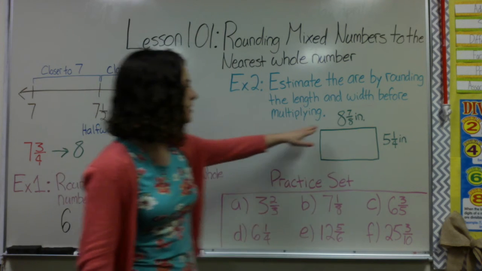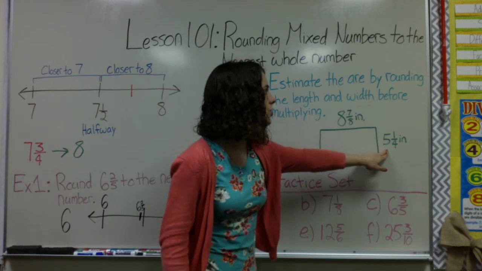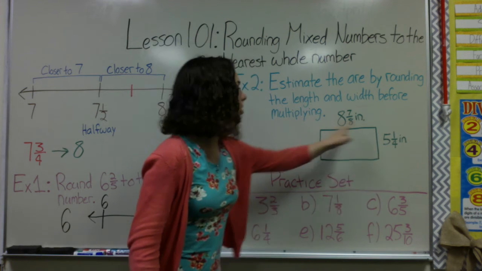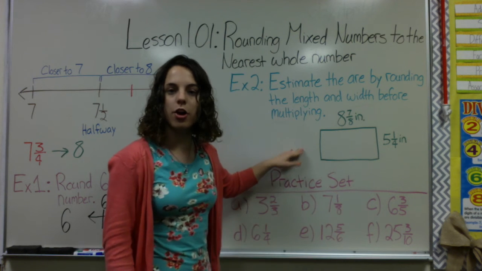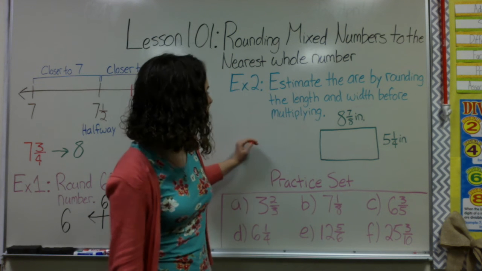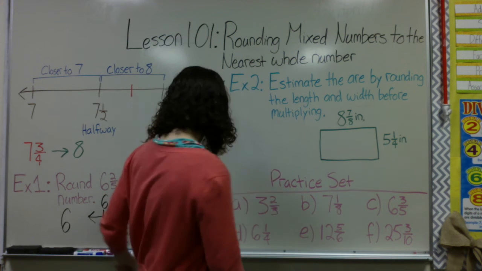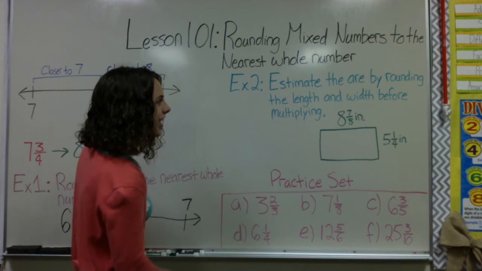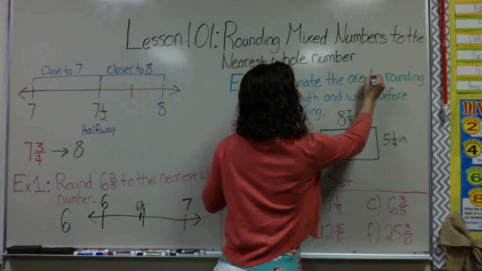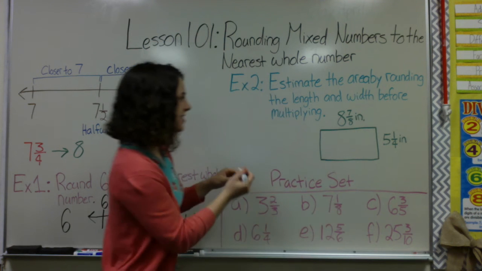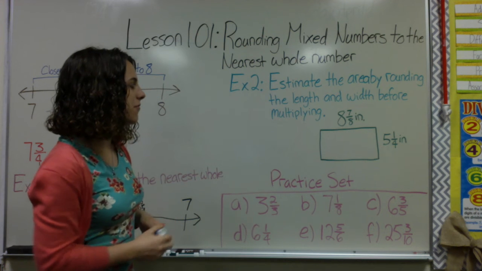Example 2 goes into an extra step. I'm going to estimate these mixed numbers, and then I'm going to find the area of this rectangle. So I want you to go ahead and try that on your own. Estimate the area by rounding the length and width before multiplying.